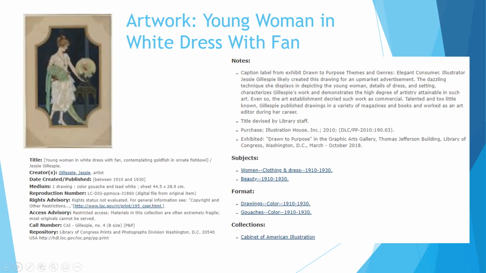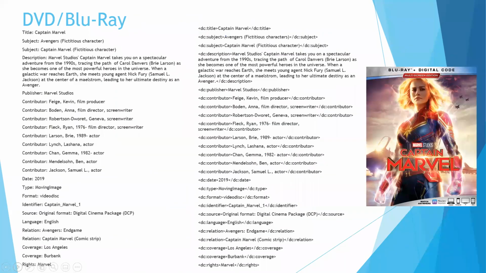But just notice, this one has call number, which is kind of a different element. I don't know what CAI Gillespie number 4 B size PMP means, but I'm sure the Library of Congress knows what that means. But the digital quality of their items is pretty cool. We'll look at some more later. Not this one though, because this is not owned by the Library of Congress.